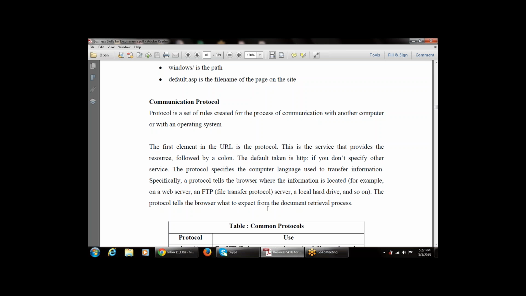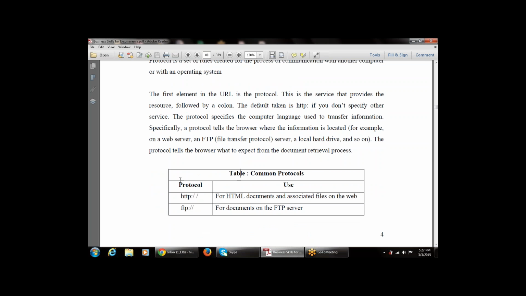The protocol tells the browser what to expect from the document retrieval process, that is, what to expect and at what timing. There is also the usage of the protocols. Now this is the table of the protocols. This is the protocol and their usage. That is a table that shows the common protocols that are used along with their usage.